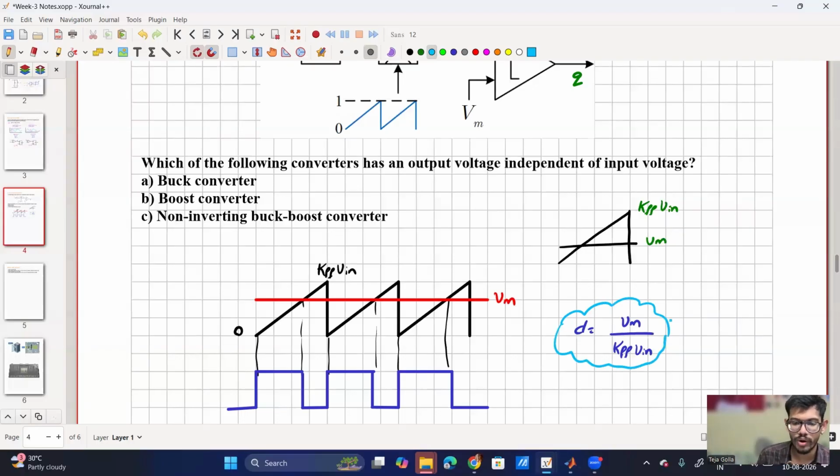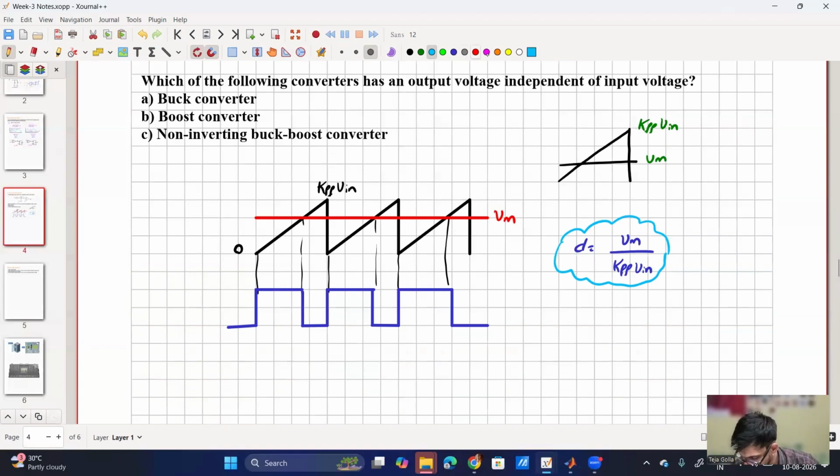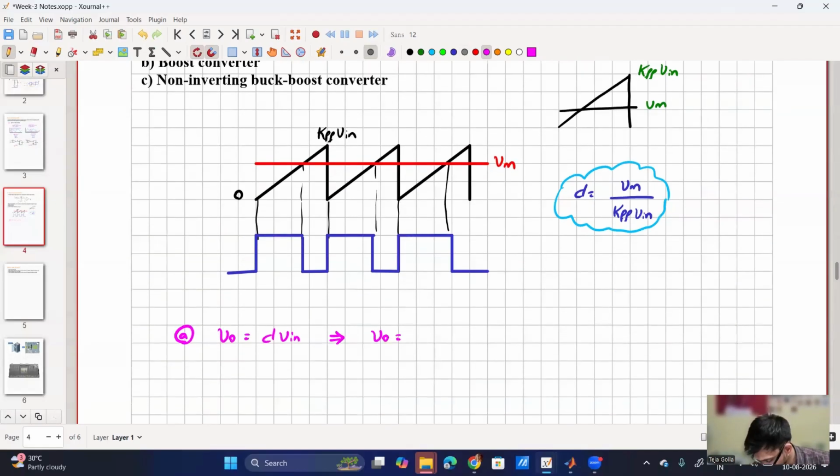So let us see how is it going to benefit us. That's why I have asked these three sub questions. First question says, which of the following converters has an output voltage independent of input voltage? So for a buck converter, what is the output voltage and input voltage relation? V0 is equal to D Vin. So now if we substitute this duty ratio, what is V0? Vin will get cancelled out, it seems. Yes, very good. It will be Vm by KFF. So in the case of buck converter, it is independent.